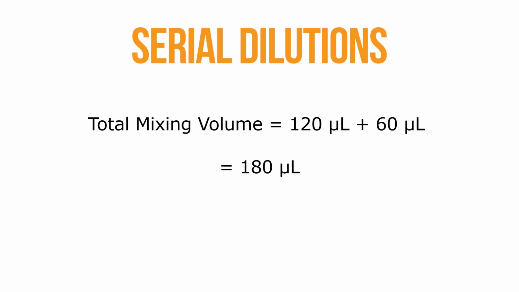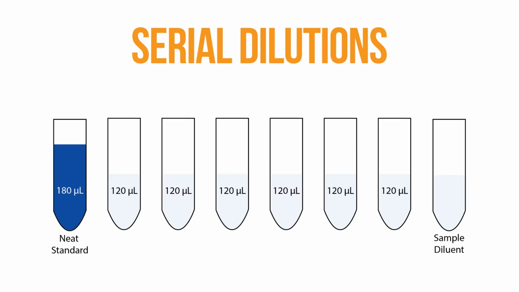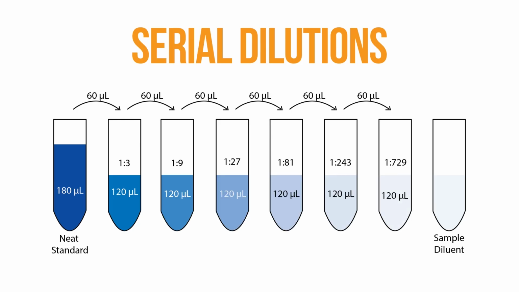Now calculate the total mixing volume by adding together the diluent volume and the move volume, which in this example would equal 180 microliters. Let's prepare the first point of the standard curve, which is at least 180 microliters of the neat standard. Next, prepare 6 separate tubes with 120 microliters of diluent each for the remaining points. Transfer 60 microliters from the first point into the second tube and mix thoroughly. Then transfer 60 microliters from the second tube into the third, continuing this process through the remaining tubes to complete the serial dilution. Be sure to mix thoroughly between transfers.